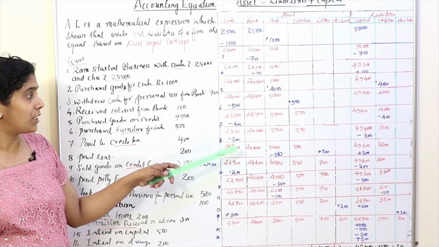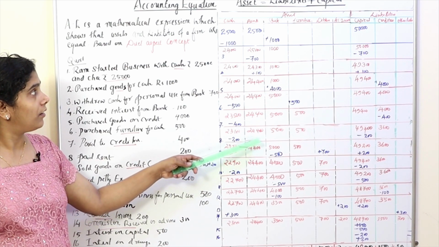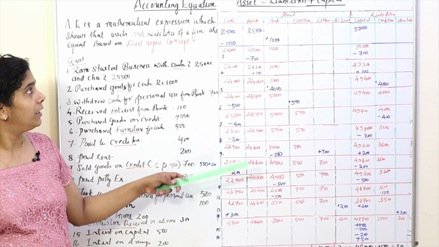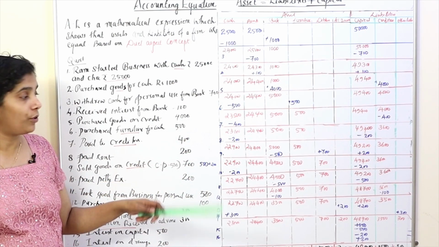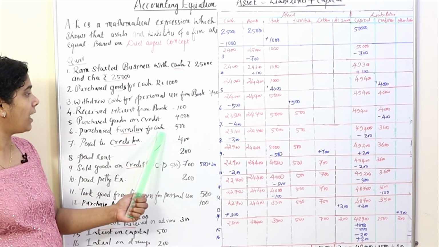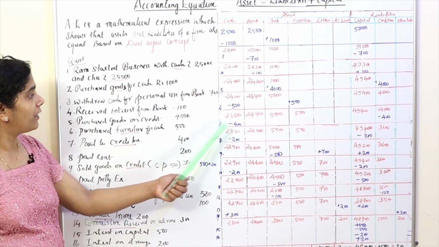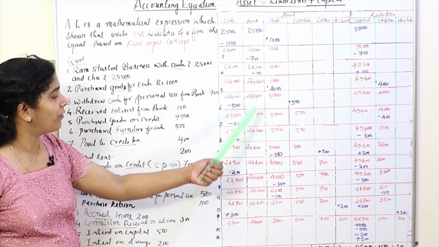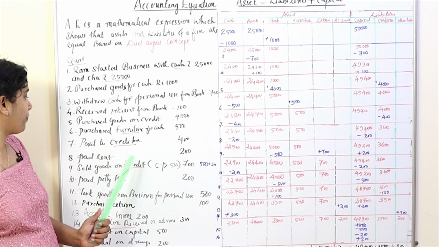If we are paying through check, rent paid by check means we have to subtract from bank. We have to check what it is, how they paid, by cash or check. So if it is cash, we have to subtract from cash. If it is bank, we have to subtract from bank.